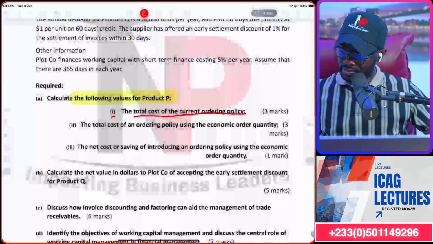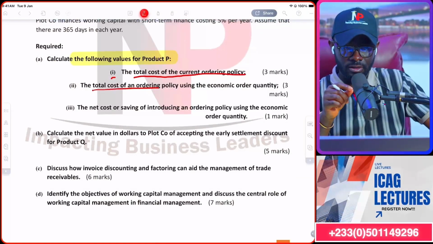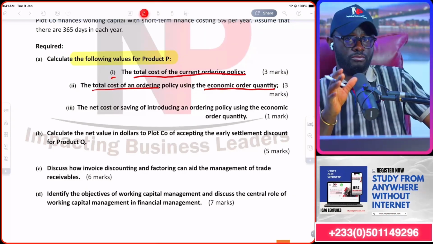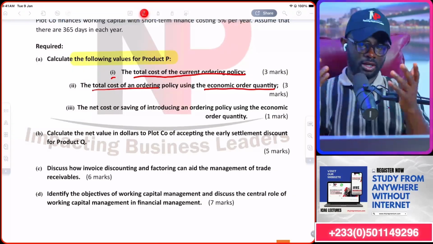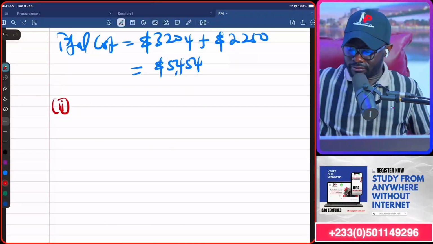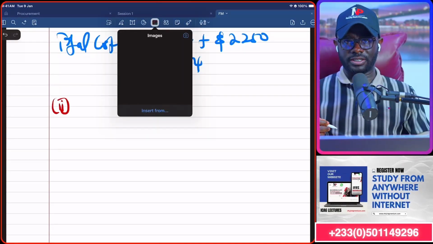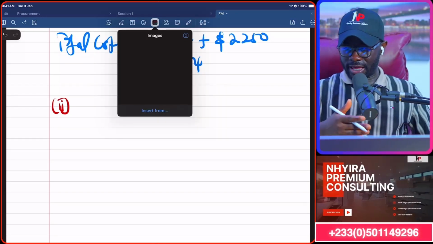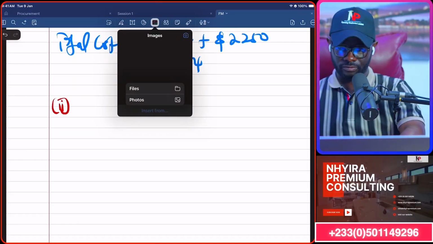II says the total cost of ordering policy using economic order quantity. Okay. So the economic order quantity is the units that must be ordered in order to optimize the cost of the entity, the ordering cost of the entity. And so the formula for the economic order, so it means we have to calculate the economic order quantity, divide it by the normal annual demand so that we can get the demand for the year, and then we will go with the same approach. Then you will see what we are supposed to do.